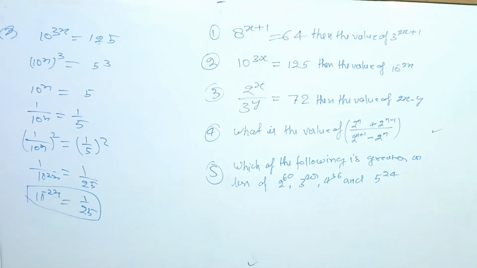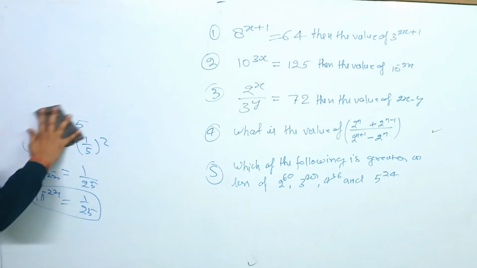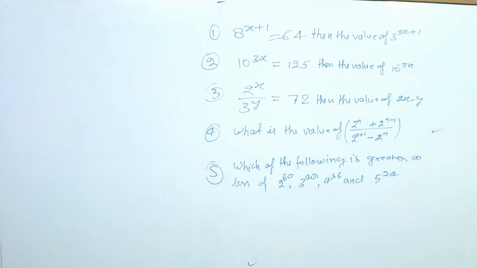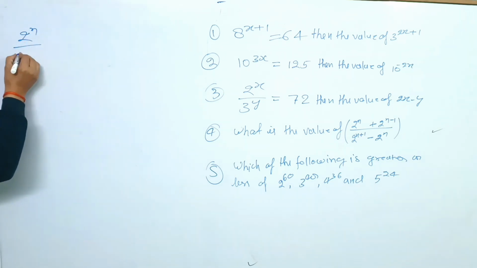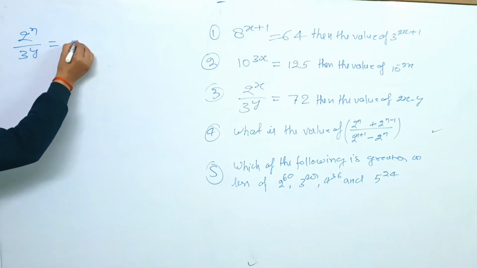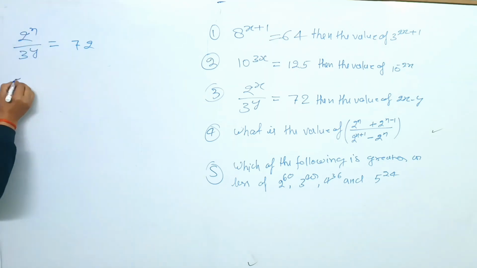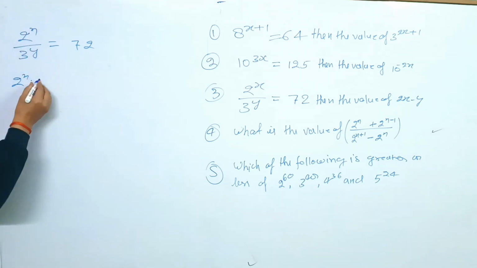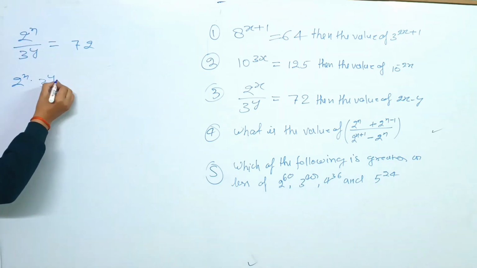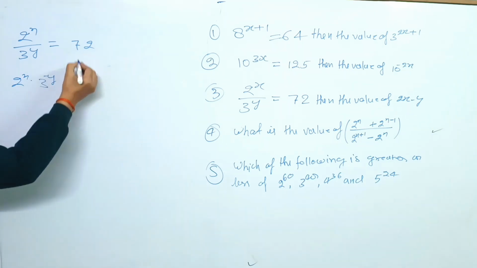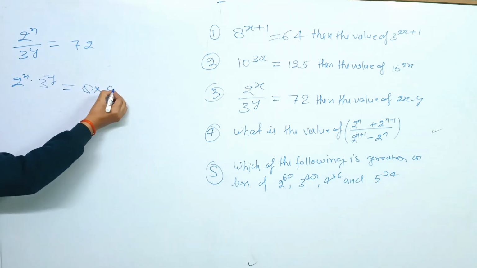So the next question, question number 3, is: 2 to the power x over 3 to the power y is equal to 72. Then find the value of 2x minus y. Firstly, we find the values of x and y, then we find the value of 2x minus y. We can write 72 as 8 into 9.